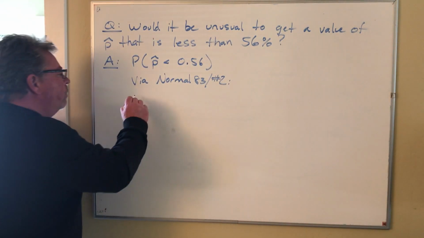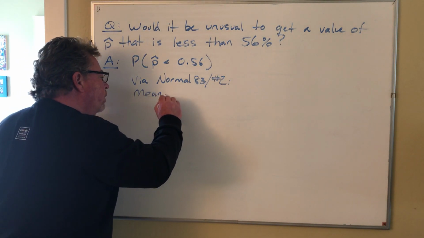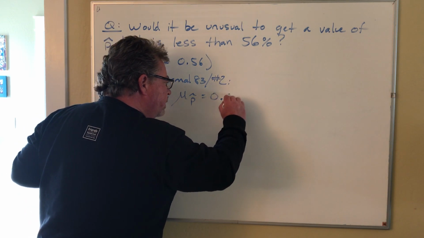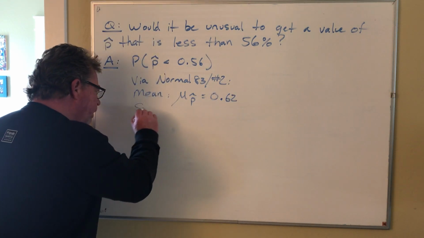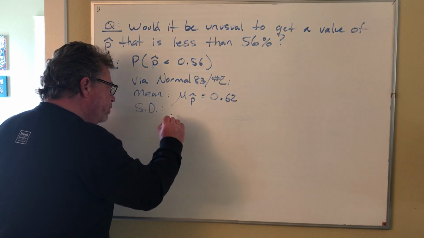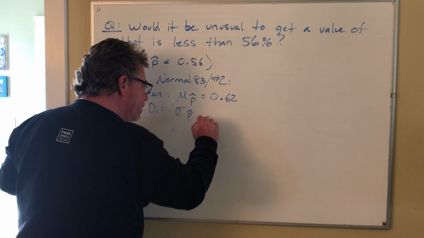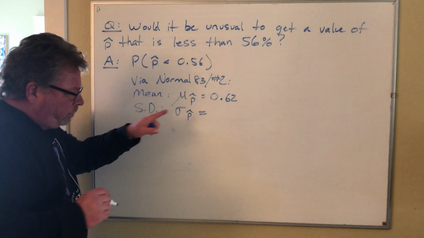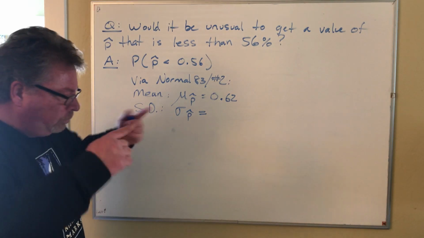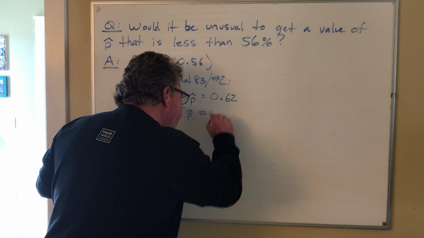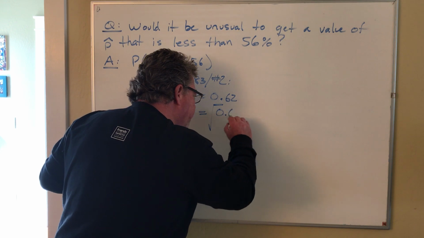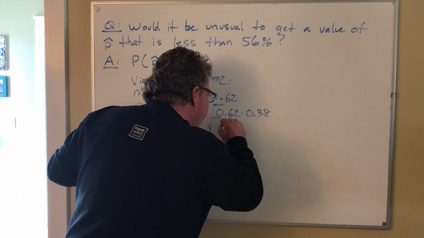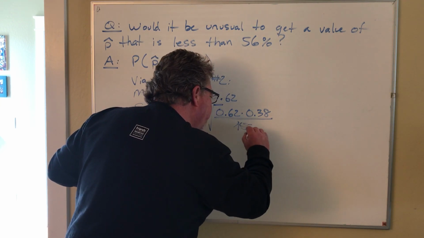All right, so it's going to ask me, of course, for the mean, which is mu sub p hat, our 0.62. It's then going to ask me for the standard deviation, which is sigma sub p hat, which again, I want what that is equal to, not what it's approximately equal to. So this will be the square root of 0.62 times 0.38 divided by 150.